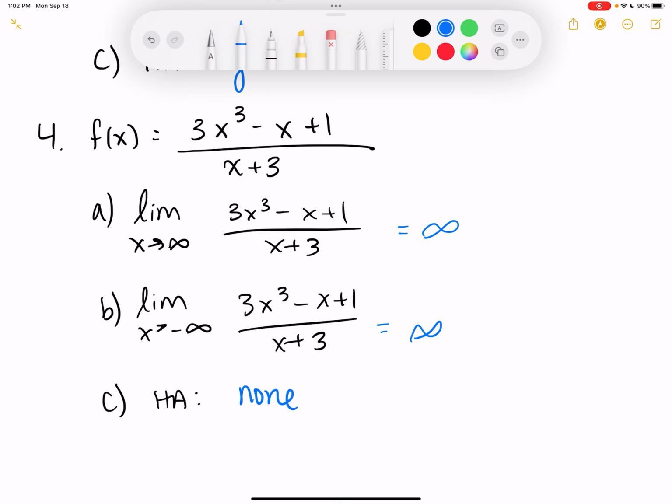And so because they went to infinity, if you didn't remember the rule, or if it wasn't one that you could tell, you'd be able to do that. Now, again, you could graph this and you would see the same thing on the graph. As it's getting really, really big this way, it's going up. And as it's getting really big this way, or I guess you could say really small, it's also going up.